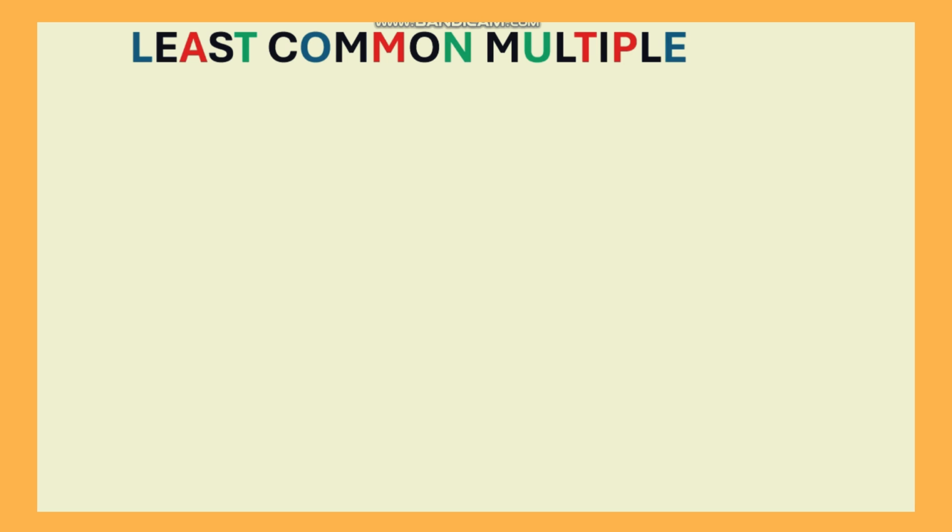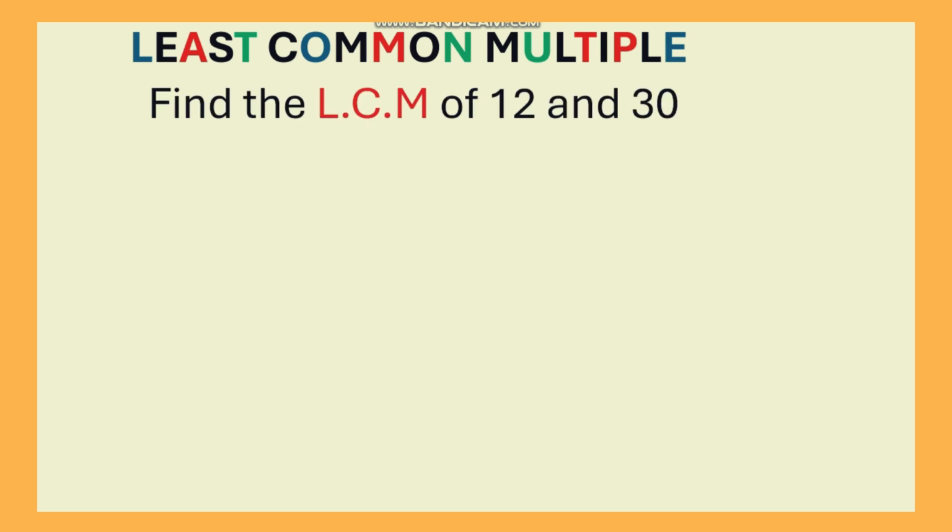We are looking at least common multiple, also known as lowest common multiple. We're going to look at this question, and we'll be looking at two methods of doing least common multiple, also known as lowest common multiple. The first method we'll be looking at is the listing method, and the second method we'll be looking at is the ladder method. Let's begin with the listing method.